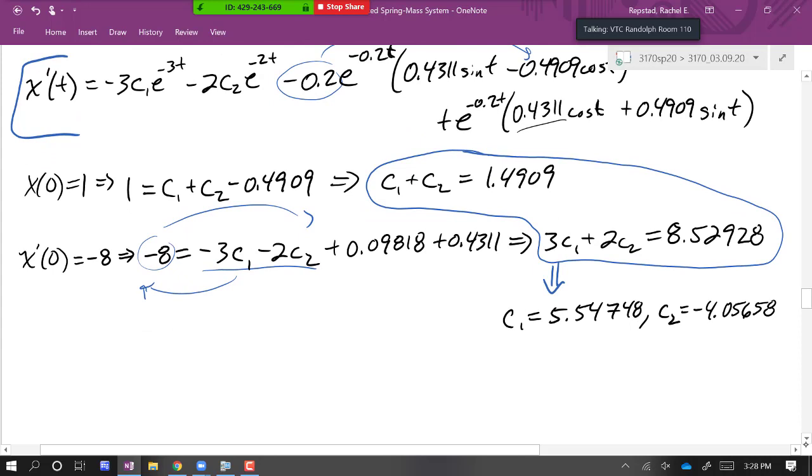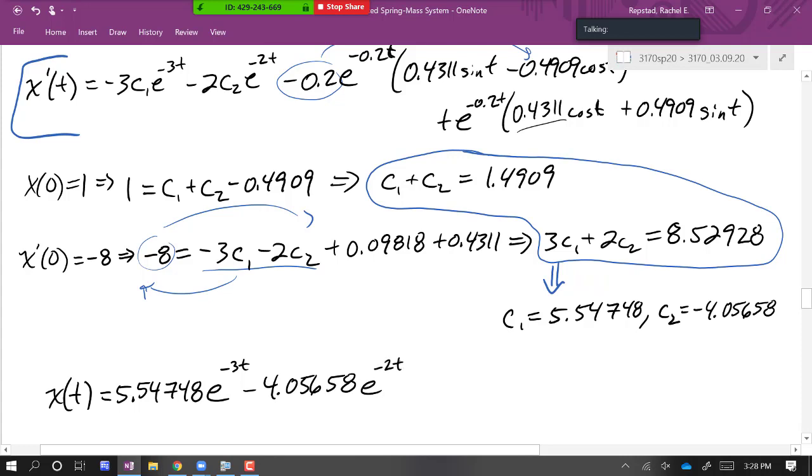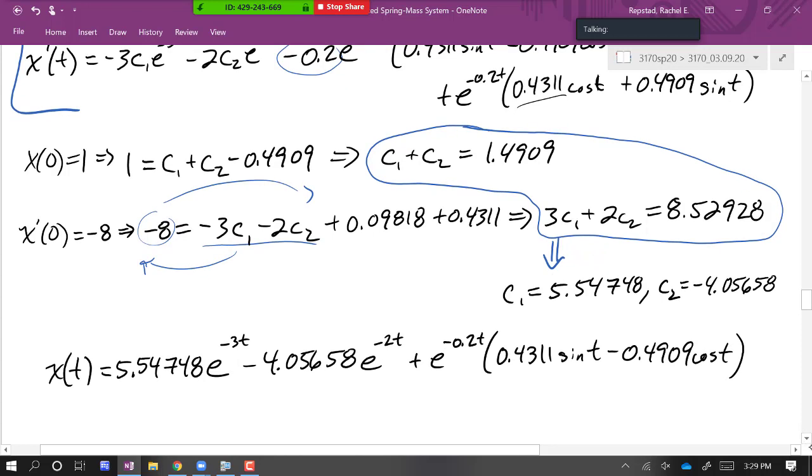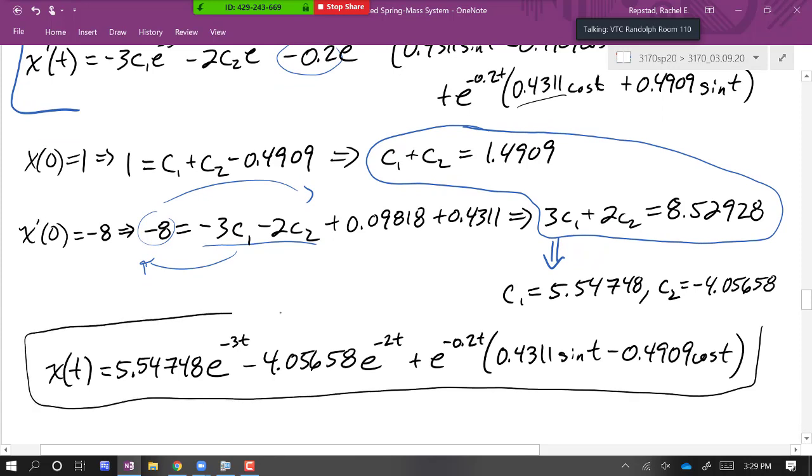And finally we could put this all into the function. There's our function. We worked hard for that one.